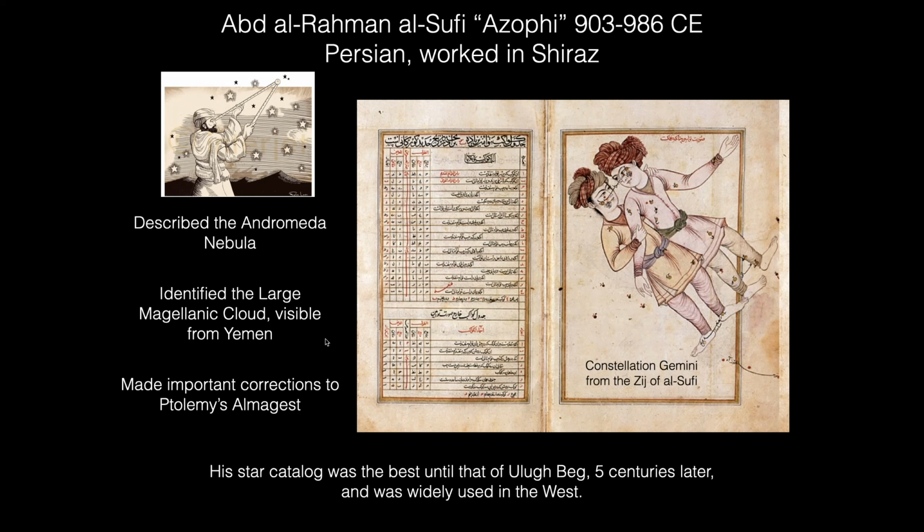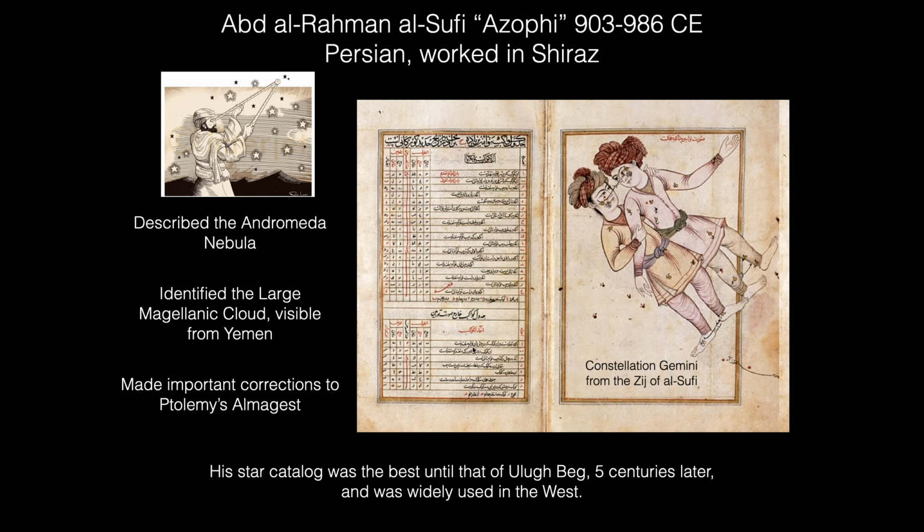We call it the Magellanic Cloud. We perhaps should call it the As-Sufi clouds. The Large Magellanic Cloud was visible from Yemen, but it was not visible from Alexandria, where Ptolemy worked. And he made important corrections to Ptolemy's Almagest.